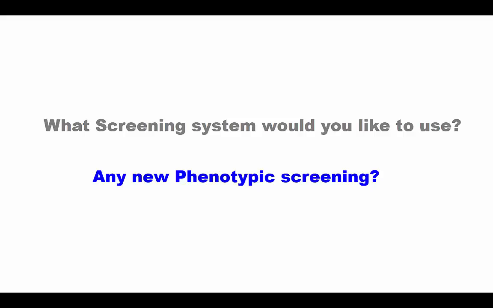Then you can think, what can be a manageable size? Assuming that you want to test hundreds or thousands or tens of thousands of molecules in this phenotype screening, what kind of system would you like to adopt or to invent or to propose? Okay, think about it. So this is the end of the first part of today's lecture.